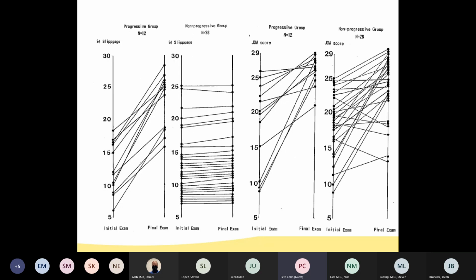So on the left, you can see that obviously their progressive group had a greater percentage in slippage at the final exam, while the non-progressive group stayed the same. But if you look at their JOA scores from the beginning and the end, pretty much everyone got worse whether you progressed or not. I shouldn't say everyone, but there wasn't a significant correlation between progression of the slip and worsening symptoms.